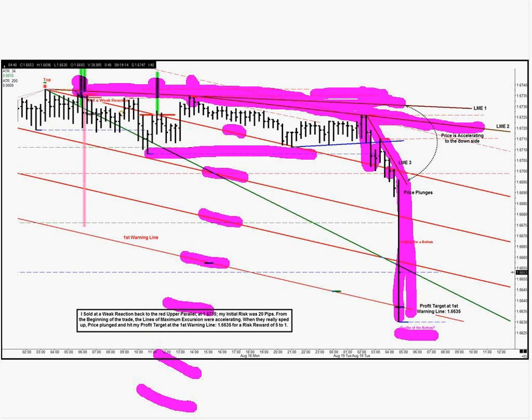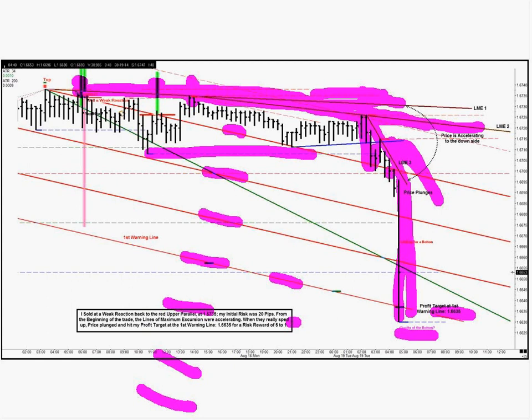Let's see what I run. I sold a weak reaction back to the red upper parallel at 167.35. My initial stop was 20 pips from the beginning of the trade. The lines of maximum excursion were accelerating to the downside. And when they really sped up here, price plunged and hit my profit target at the first warning line, which is this line right here, at 166.35 for a risk reward of exactly 5-to-1.